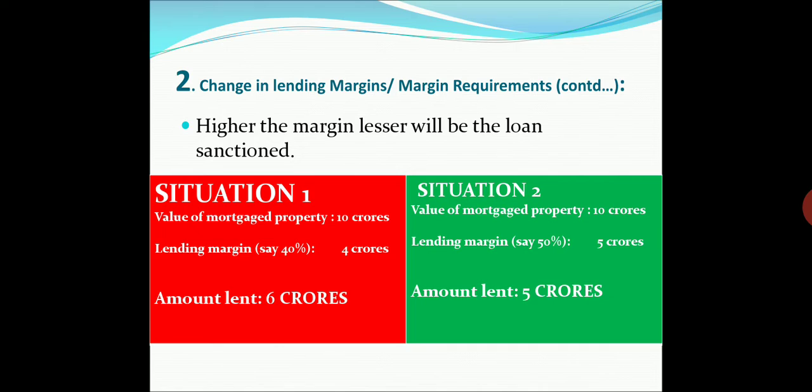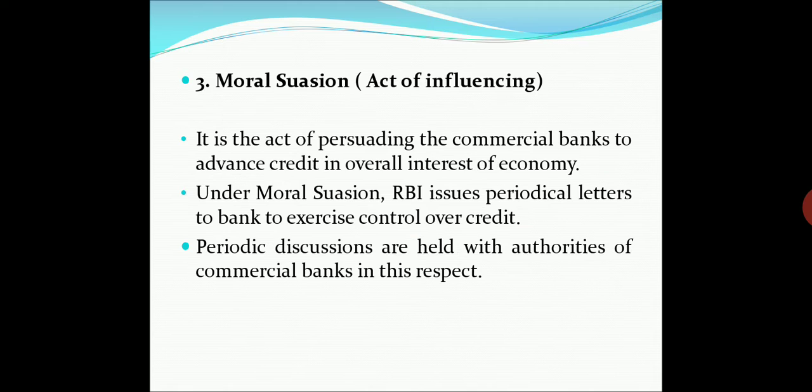It can be easily noticed here that when the lending margin has been enhanced from 40% to 50%, the amount which was lent was initially, in situation 1, 6 crores. Now the quantum of the amount got reduced from 6 crores to 5 crores in the second situation. So it justifies the concept that the higher the lending margin, from 40% to 50%, the lesser would be the loan sanction, that is from 6 crores to 5 crores.